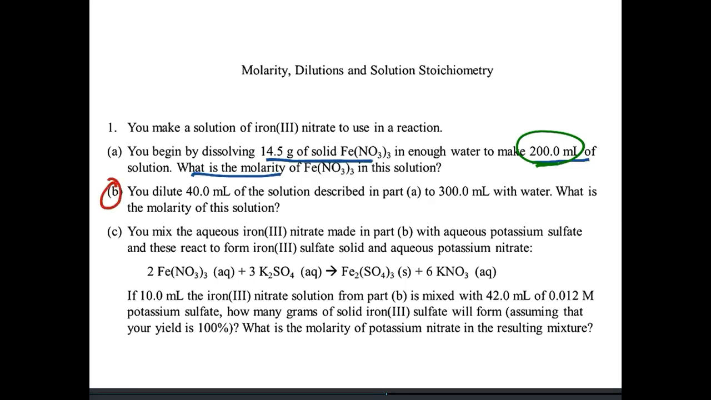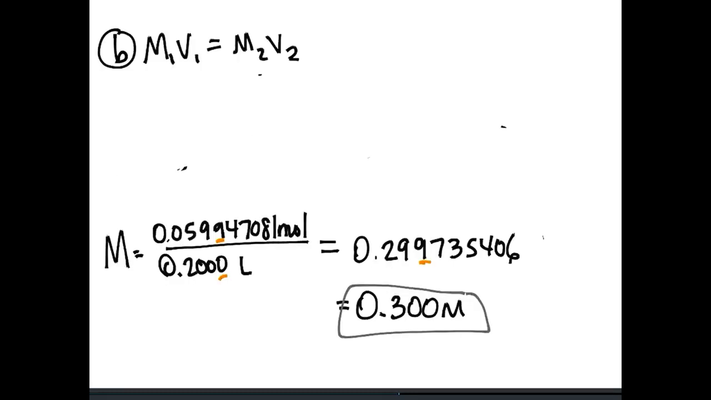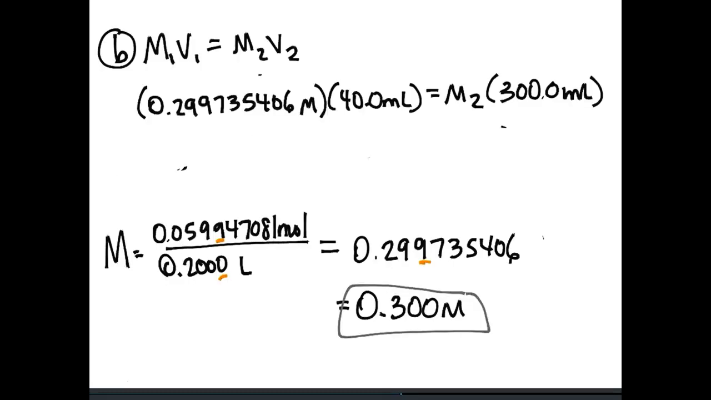If we move on to part B, we dilute 40 milliliters of that solution that we just calculated. We dilute it to 300 milliliters with water. We dilute 40 mils to 300 mils. What is the molarity of this solution? So again, we're going to use M1 V1 equals M2 V2. We're going to plug the numbers in.